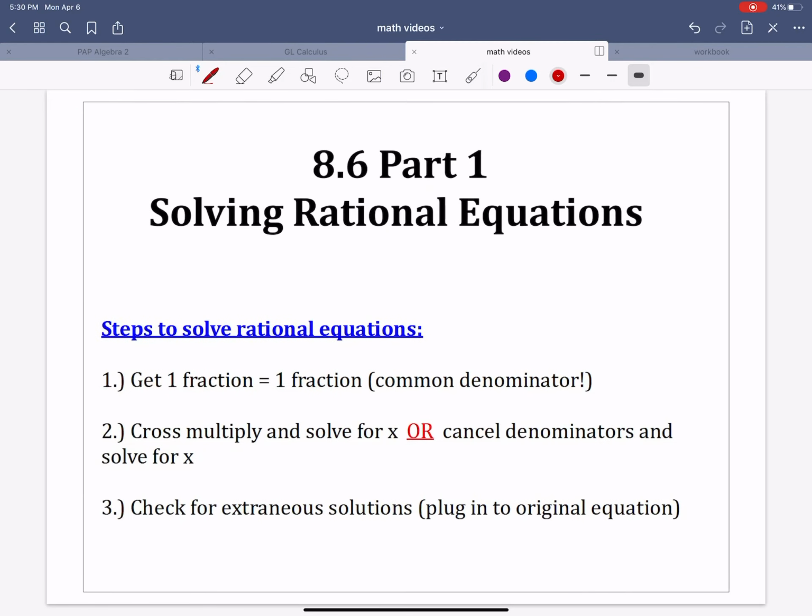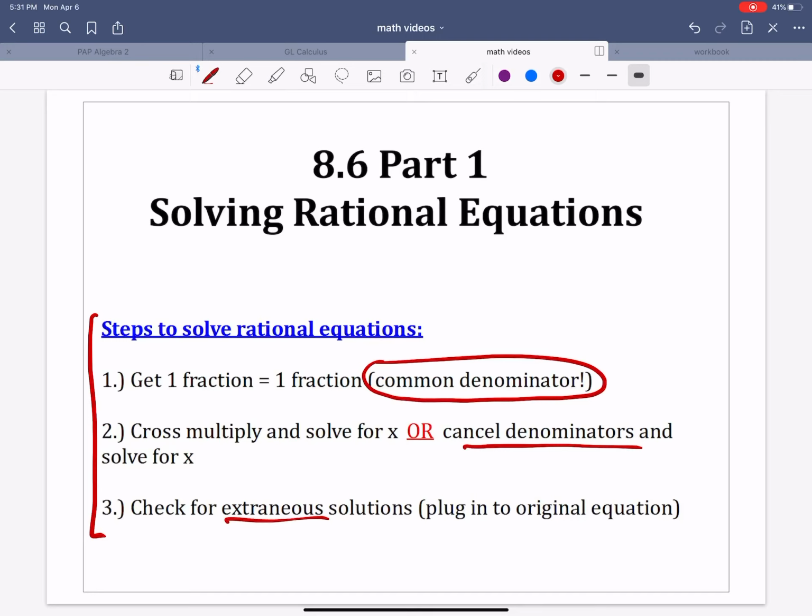Let's get after it. So 8.6 part 1, solving rational equations. There are basically 3 steps that I've narrowed down for solving any rational equation. Step number 1 is get one fraction equals one fraction. That means we're going to have to find some common denominators, okay? Step 2 is you're going to cross multiply and solve for x, or just cancel the denominators and solve for x. Sometimes the denominators on both sides of the equal sign will be the same, and you can just cancel those out, okay? And number 3, check for extraneous solutions. That means plug into the original equation, and you're looking for strange things that happen, okay? So here we go. Let's jump right in.